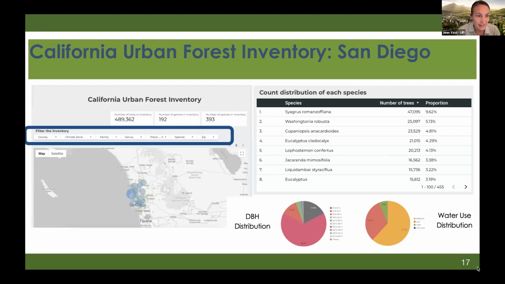This site has the ability to filter based on if you care about a certain species or you want to know information about a current climate zone. So, for example, I could filter for San Diego, which I've done here, and then it will display all the information we have about inventoried trees in San Diego. So here are the most common species in San Diego. The top 2 are palms. And then it gives you a bunch of other metrics about the urban forest in that place. Next slide.